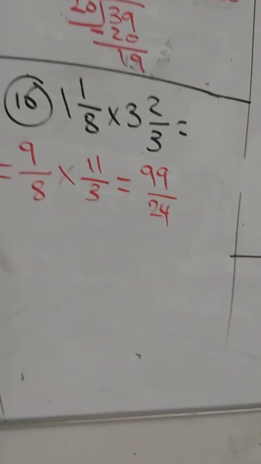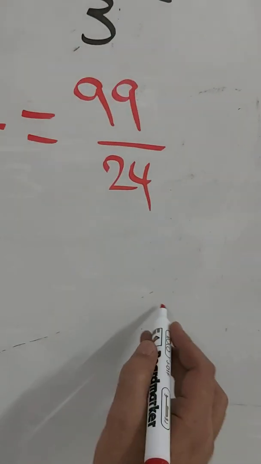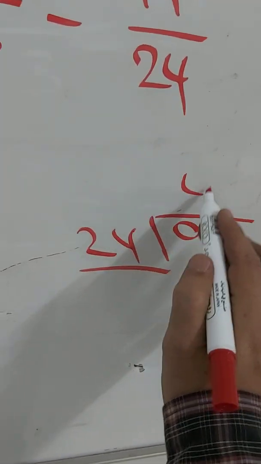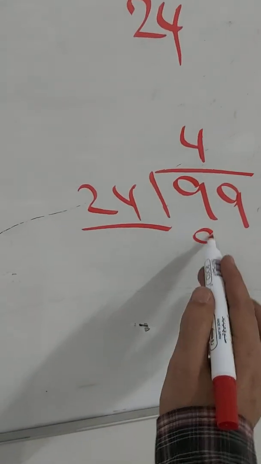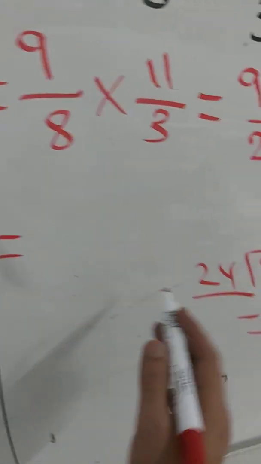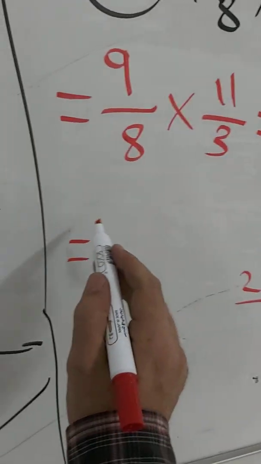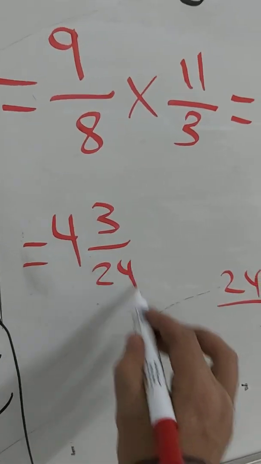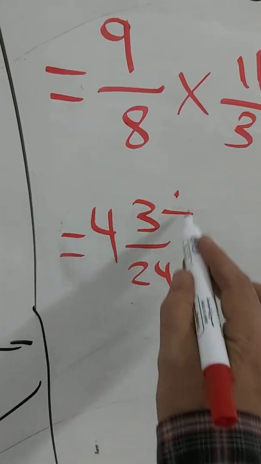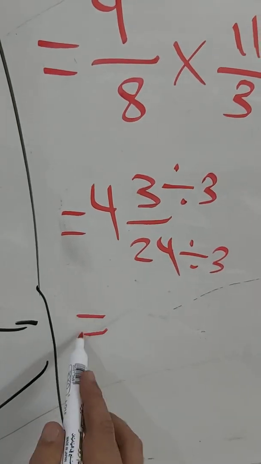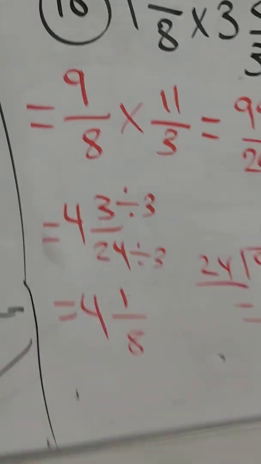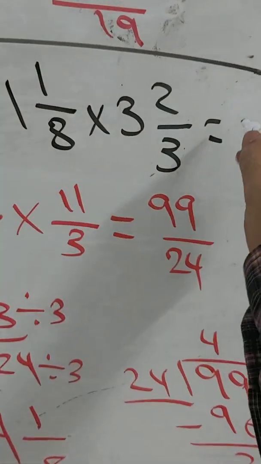Now up is more than down. What we will do, we make division. 99 divided by 24. Guess and check. 4 by 24, 96. Subtract, it's 3. So what's the answer here? The answer is 4 and 3 over 24. Now check 3 over 24, we can make it simplest form by dividing up and down by 3. This will be 4 and up 1 over 8. So the answer here is 4 and 1 over 8.